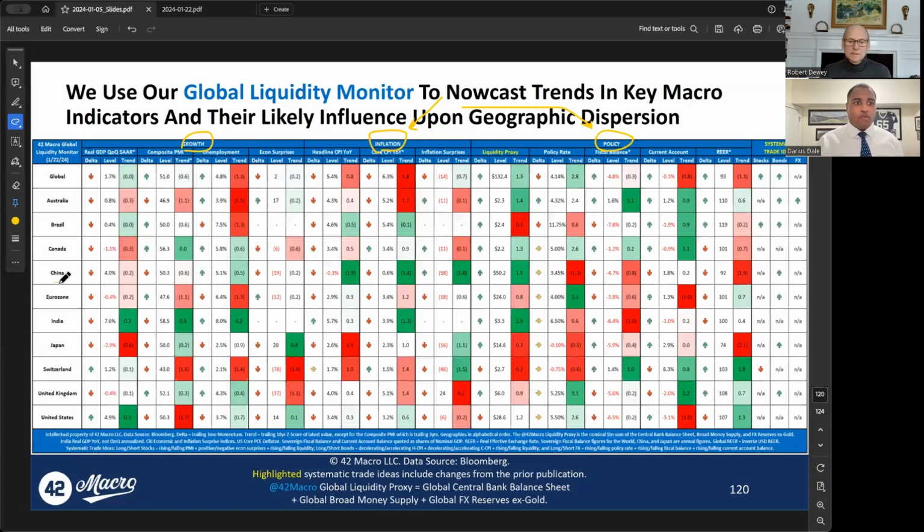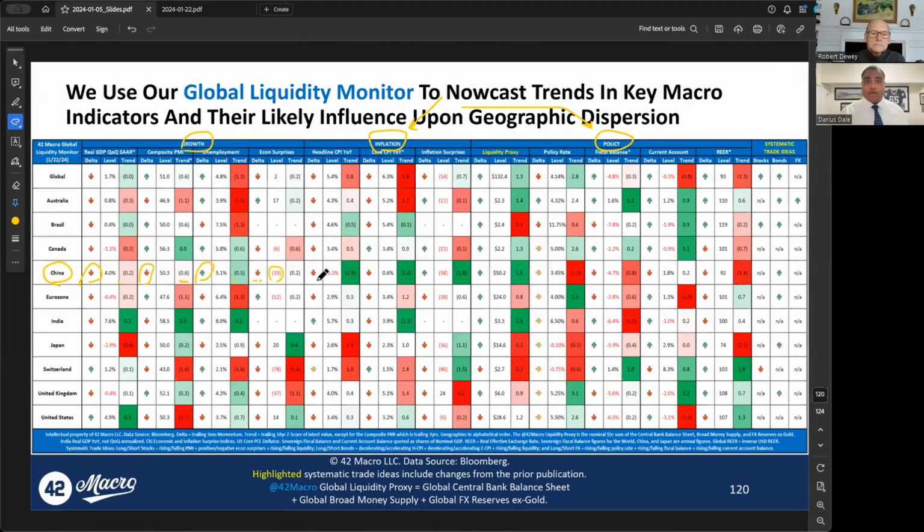So what we're trying to do in this table is, this is our starting point for thinking about geographic dispersion, both in terms of the performance of the economies, but also in terms of performance of the asset markets. Going across the table, we see that Chinese growth is trending lower. It's below trend. GDP, the lagging indicator, is trending lower, and the leading indicator, the PMI, is also below trend. The unemployment rate's trending higher, still below trend, so that's positive. Econ surprises have been persistently negative in China and getting worse.